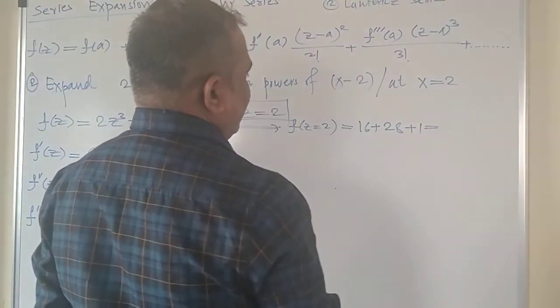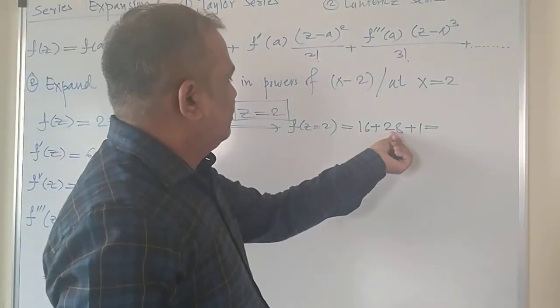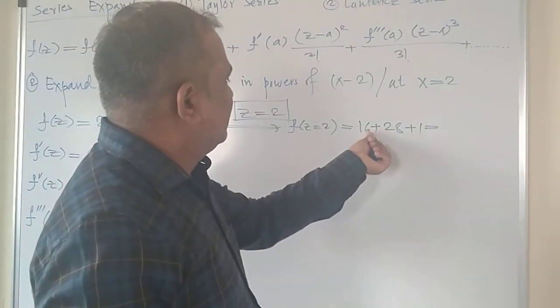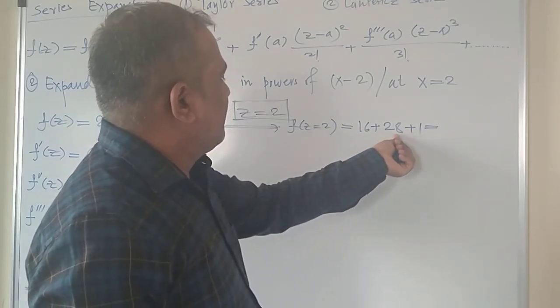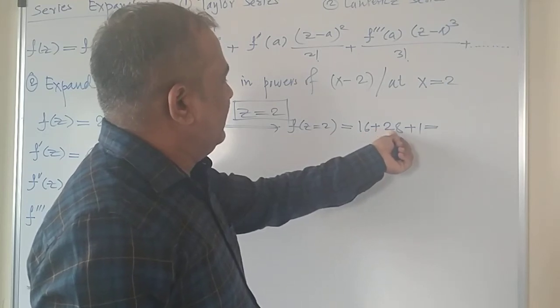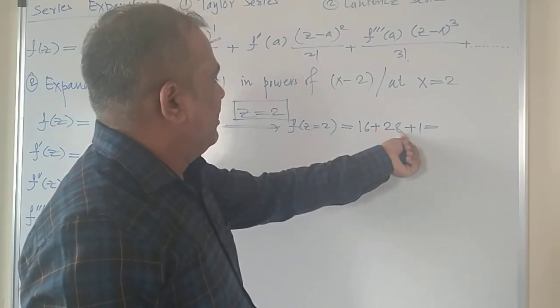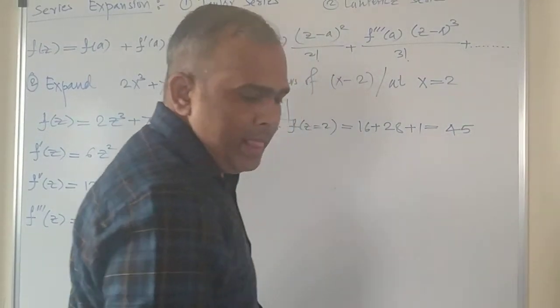Let me write directly here. And here you will get 28 plus 16 plus 4 will be 20. This 20 and this 20 will be 40, and 40 plus 4 is 44 and 45. So this is your 45.